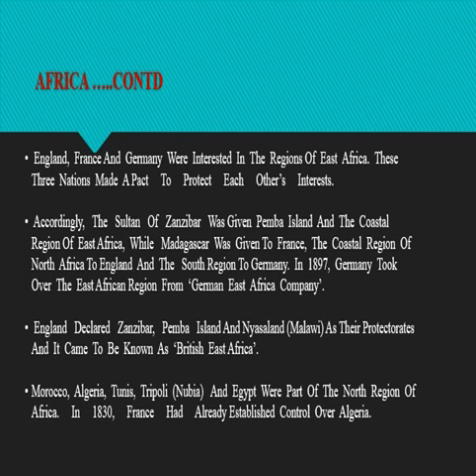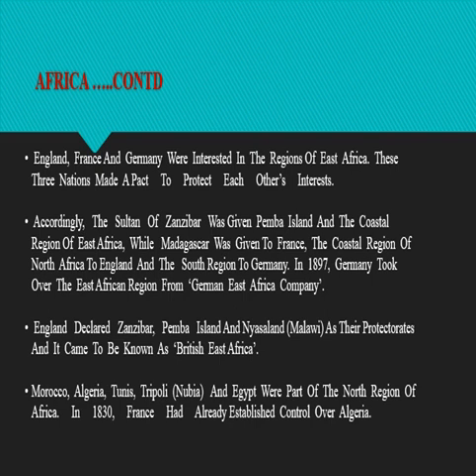In 1897, Germany took over the East African region from the German East Africa Company. England declared Zanzibar, Pemba Island, and Nyasaland, that is Malawi, as their protectorates, and it came to be known as British East Africa.